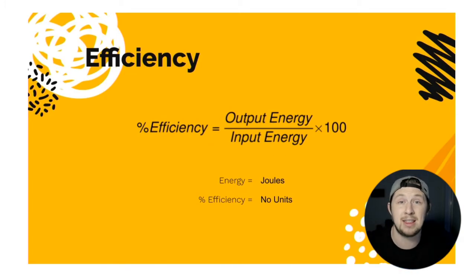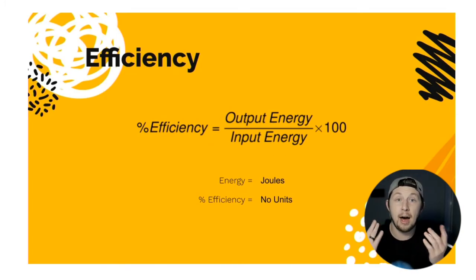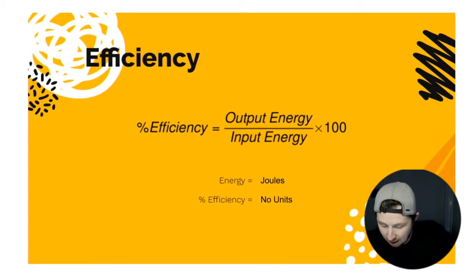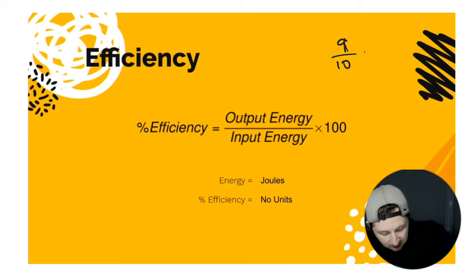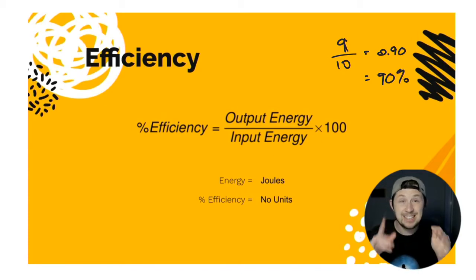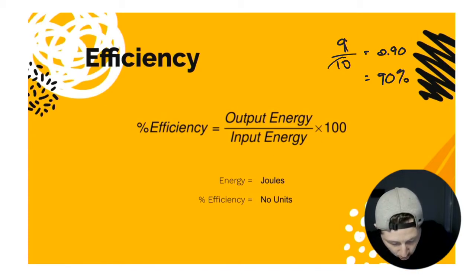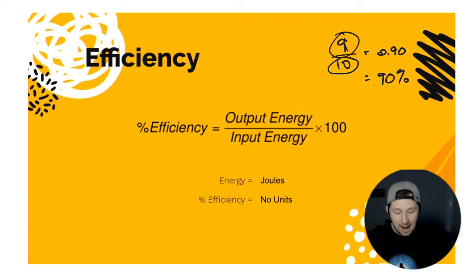And the best way I can think to tell you about this is with the example of a mark when you would calculate your percentage in school. So if you got 9 out of 10 on a quiz, you would say you got 0.90 or 90%. It's the exact same thing. The total you could have gotten was 10 and you got 9 out of them. Input energy works the exact same way.